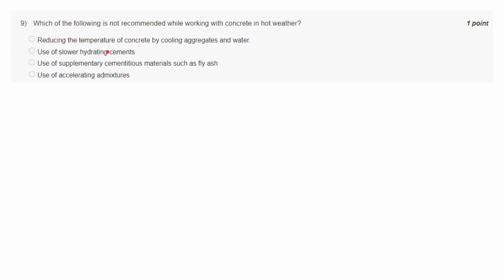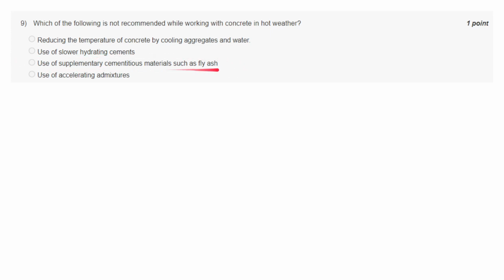Reducing the temperature of concrete by cooling aggregates and water, use of slower hydrating cements, use of supplementary cementitious materials such as fly ash, or use of accelerating admixtures. So which is not acceptable or which is not good for hot weather? Not recommended.